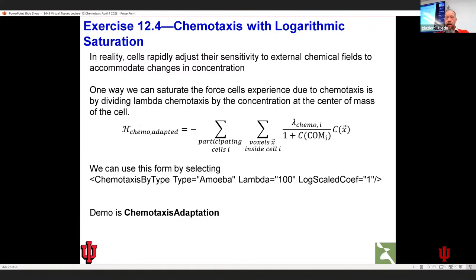Now, why don't I use lambda chemo divided by the concentration in the formula? Why don't I do that? Somebody? What would the problem be if I have lambda chemo divided by the concentration? Right, Elmer says, well, if the concentration were 0, that would blow up. Exactly.